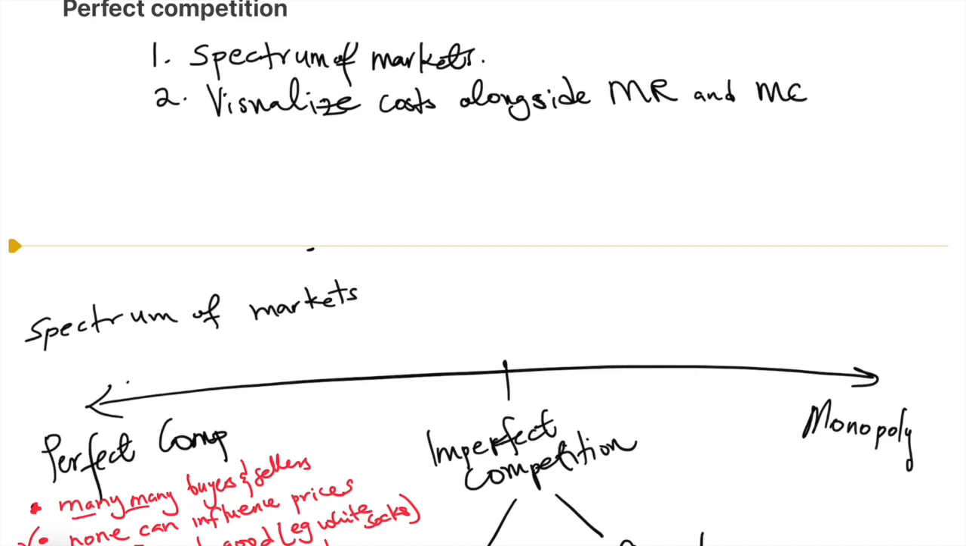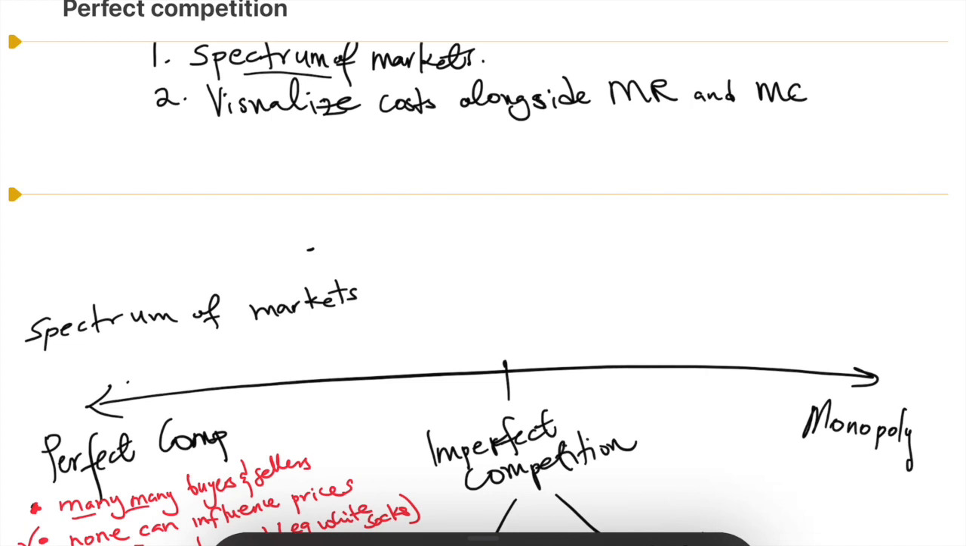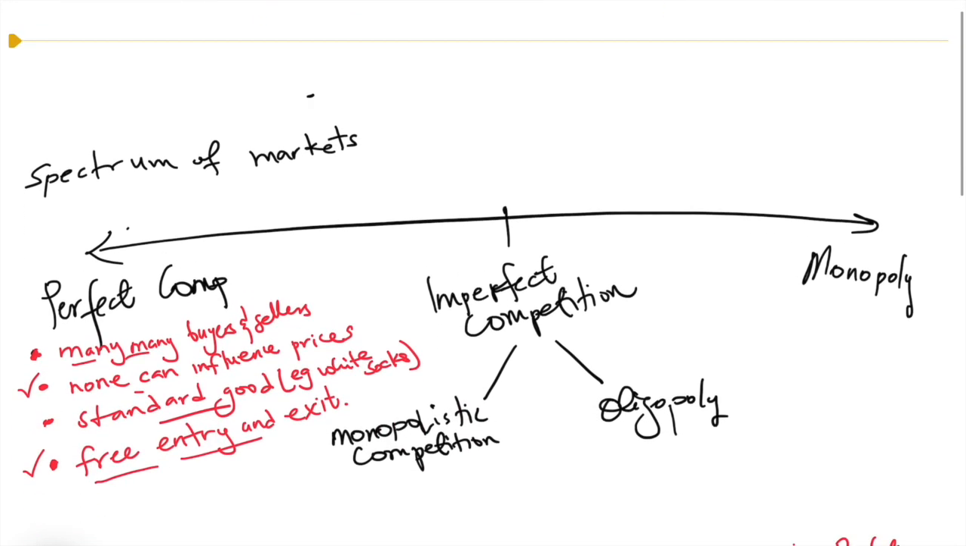Today I'm presenting perfect competition. We'll look at the spectrum of markets, and we'll look at visualizing costs alongside marginal revenue and marginal cost. Okay, first let's start with the spectrum of markets.